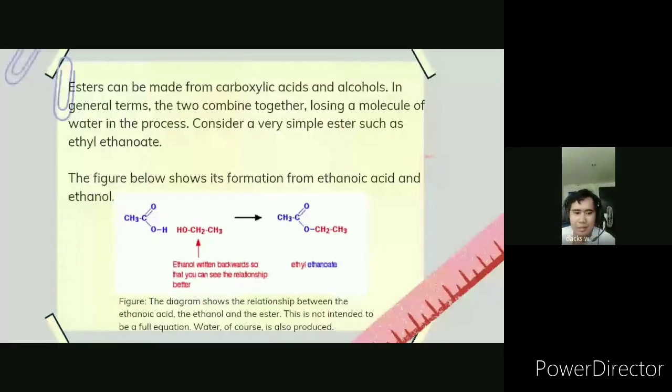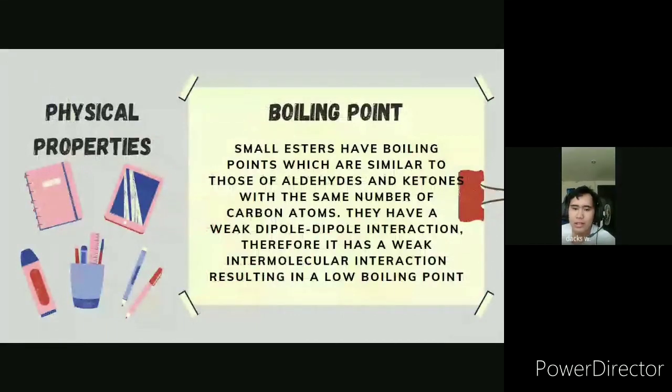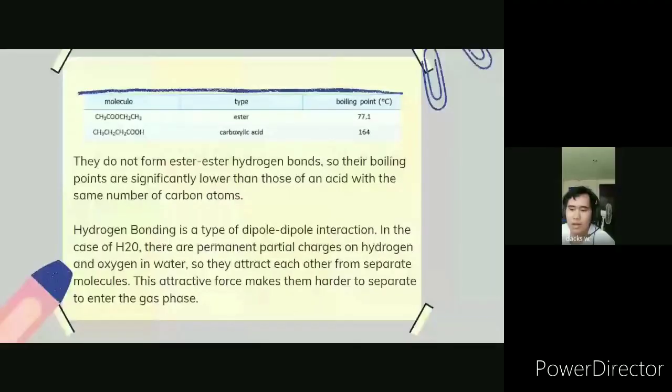Thank you for the introduction. Boiling points of esters. Small esters have boiling points which are similar to those of aldehydes and ketones with the same number of carbon atoms. They have a weak dipole-dipole interaction, therefore a weak intermolecular interaction, resulting in a low boiling point. What this means is that the forces of the bonds between each molecule are weak, which makes it easier to break apart. Now, small esters do not form ester-ester hydrogen bonds, so their boiling points are significantly lower than those of an acid with the same number of carbon atoms, which is shown by the figure above.